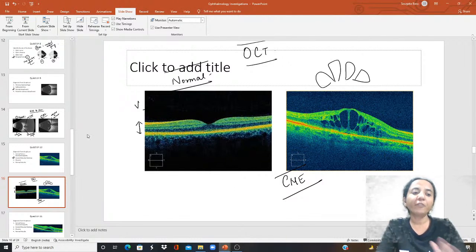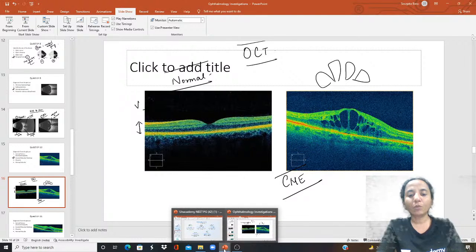I have done a few of the ophthalmic investigations. In the next session, on Wednesday at 9 p.m., I will be doing the remaining ophthalmic investigations as MCQs, and I will be doing some MCQs on ophthalmic instruments. That is what we will be doing on Wednesday. So do join me.